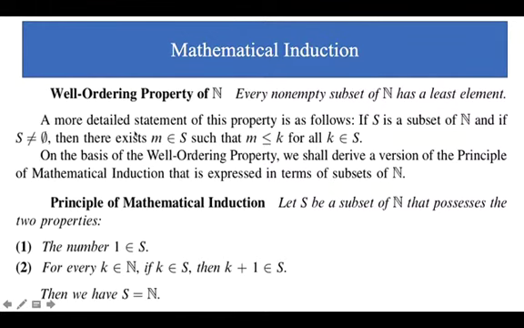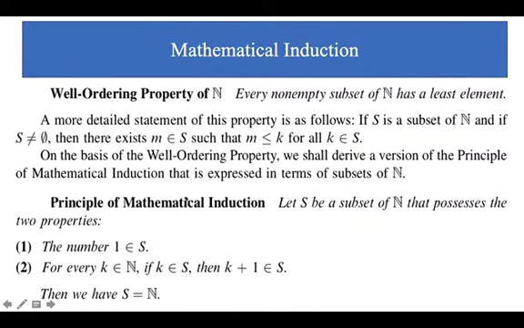A more detailed statement of this property is as follows: if S is a subset of N and if S is not an empty set, then there exists m belongs to S such that m is less than or equal to k for all k belongs to S. On the basis of the well ordering property, we shall derive a version of the principle of mathematical induction that is expressed in terms of subsets of N.